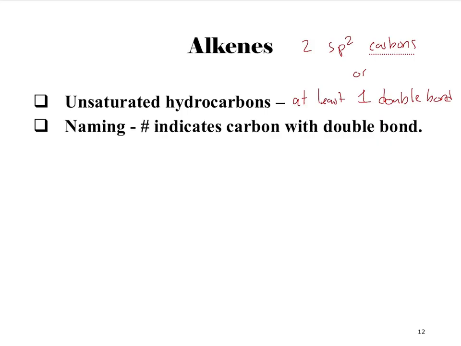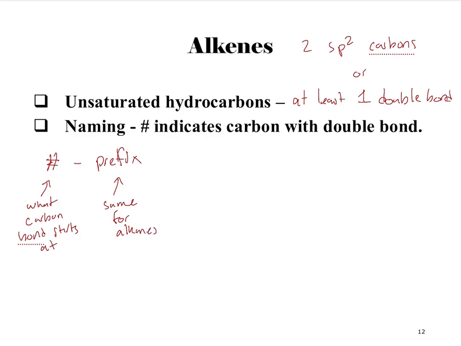The only thing that changes for alkenes is you have a number and a dash to indicate what carbon the bond starts at. And then the prefix is the same as for alkanes, and the suffix becomes "-ene" instead of "-ane".